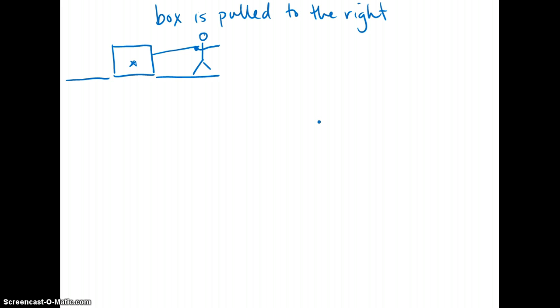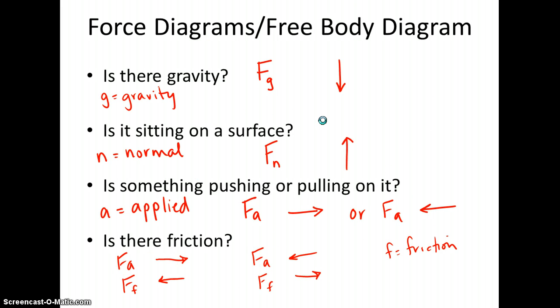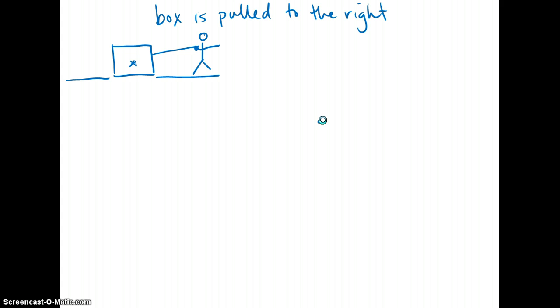And my first question, if we go back, is there gravity? And the answer is, because I'm doing this in the classroom, there is gravity. So I need to create an arrow pointing down and label it FG. All right, so there is force of gravity pushing down that box onto the floor.